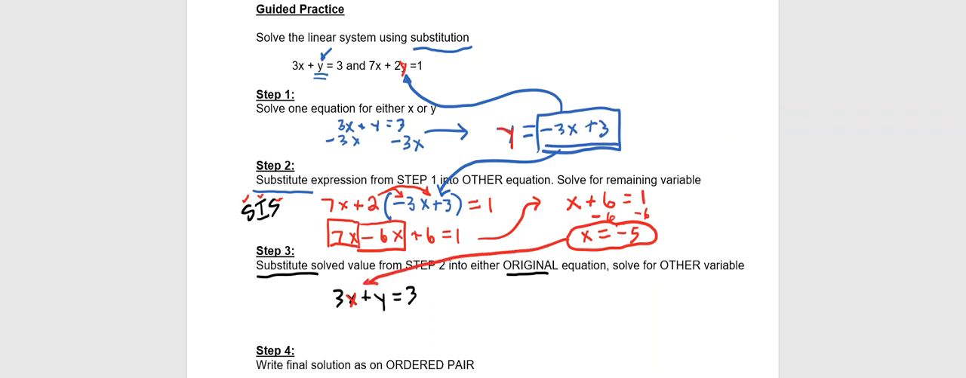So I'm going to say 3 times negative 5 plus y equals 3. And I'll just finish doing the math. 3 times negative 5 is negative 15. Plus y equals 3. And to solve for y, I would naturally have to add 15 on both sides. So y equals 18.